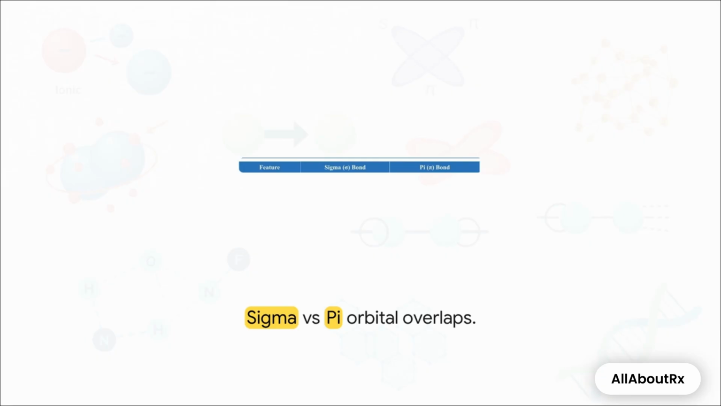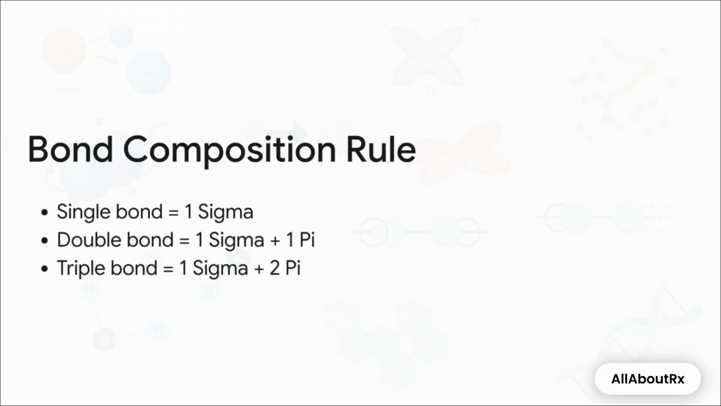Pi bonds, on the other hand, are a bit weaker. They form from a sideways overlap of parallel lobes, almost like they're just grazing each other. A super crucial point for your exams is this composition rule. A sigma bond is always present first. You literally cannot have a pi bond without a sigma bond already being there.